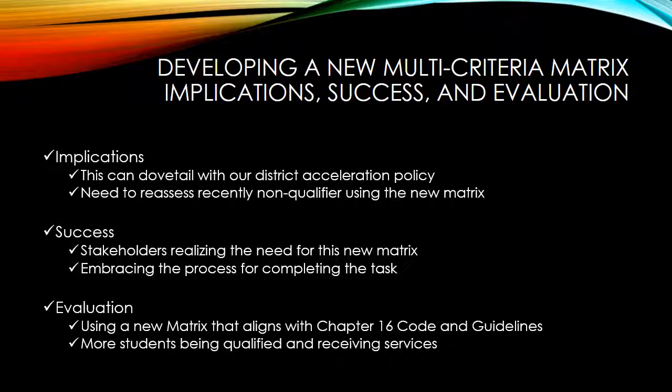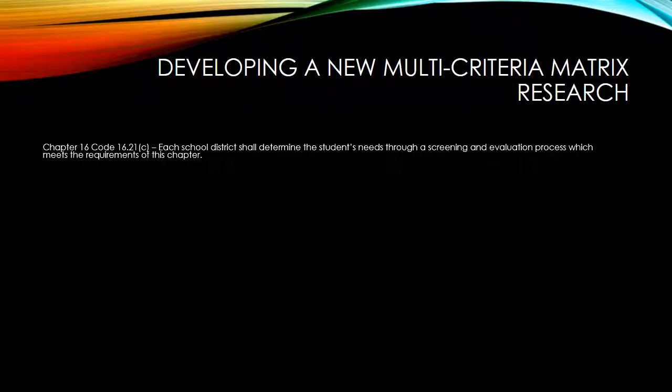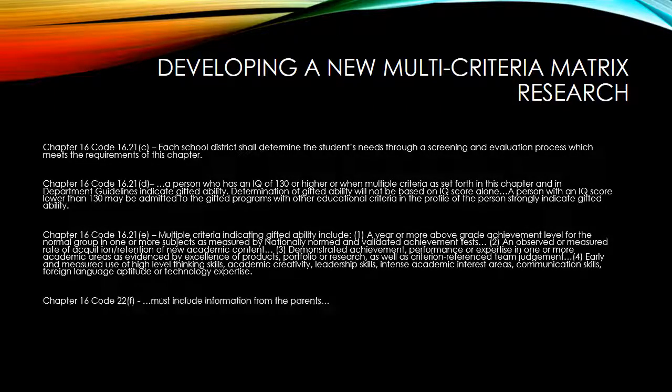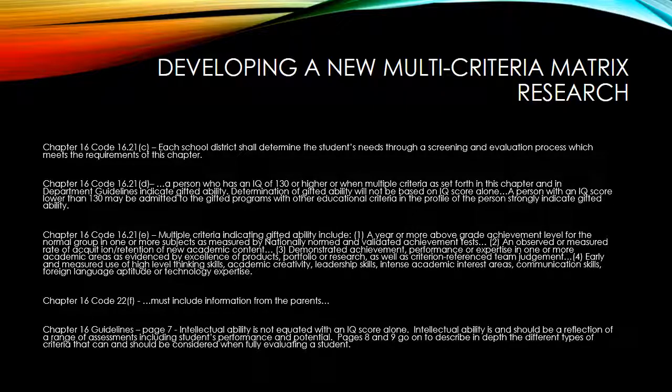And then finally, the evaluation, knowing how we've completed this action plan, would be that we're using that new matrix that would align with the Chapter 16 coding guidelines. And that through that process, more students would be qualified and receiving services. Of course, the research for this is based in Chapter 16, Code 1621. C, D, E, and F all have a part of this. And then also, if we look at the guidelines, pages 7 to 9, they also refer in depth to what is needed for this process.